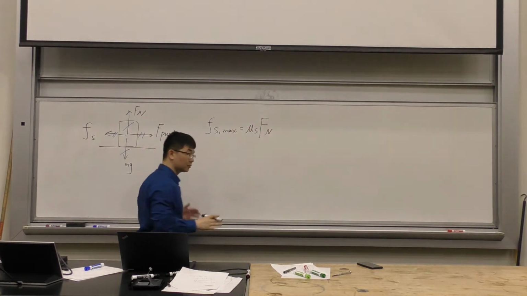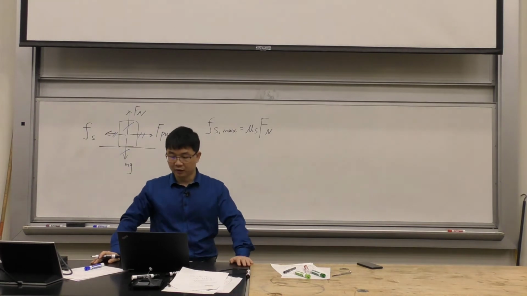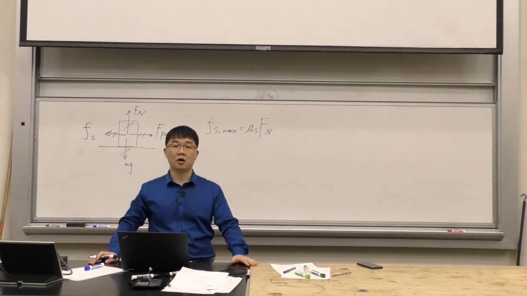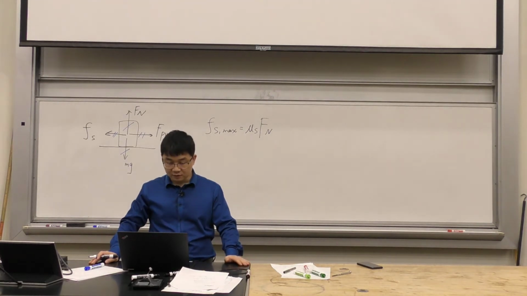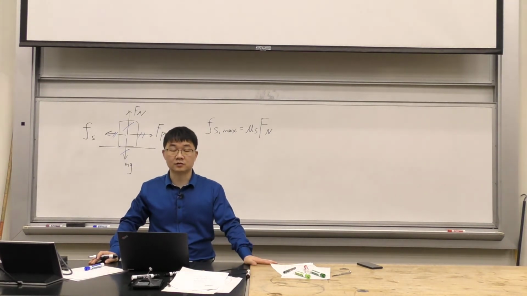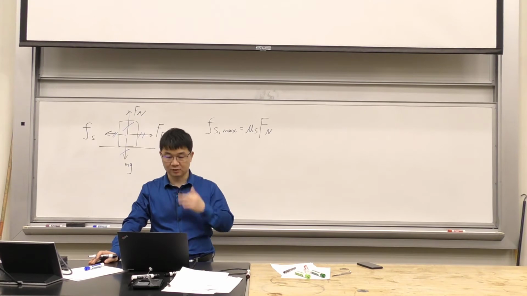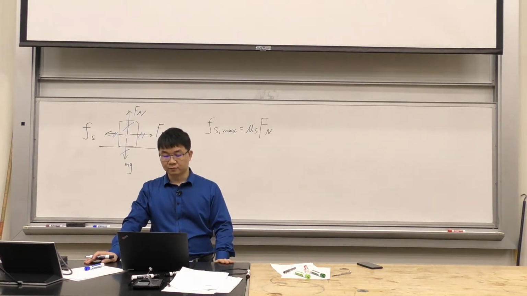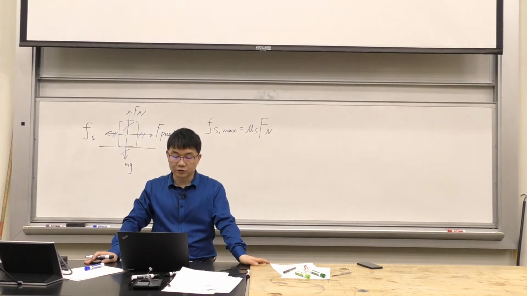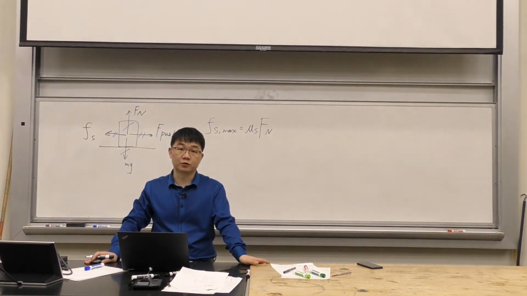So the maximum static friction force from the surface on a certain object is almost a constant. But this is still an empirical law, so it's not as accurate as Newton's laws, but still it's accurate to a very good degree in macroscopic physical systems. So we can use this empirical law to make very precise predictions.